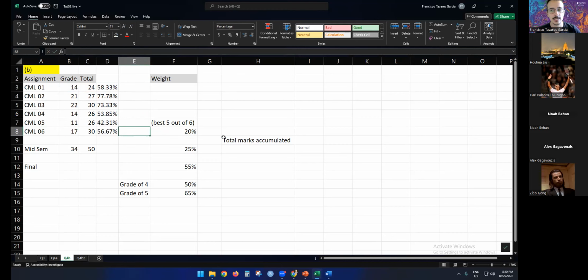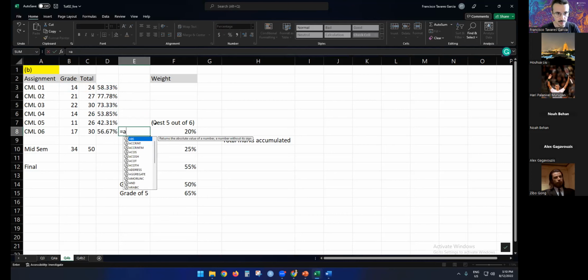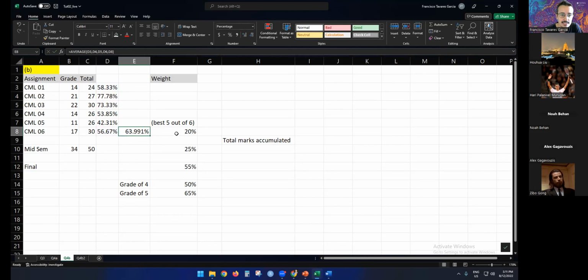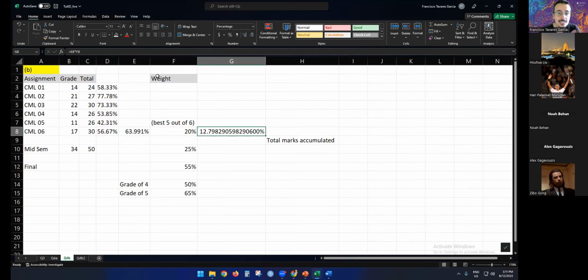So let's calculate the average. Look at what I'm going to do. Average. I'll open and select the 5 I want, all but the smallest one. So just 5 of them, enter, and we get 63.991%. And remember how we did the previous question? I multiplied how much we get by the weight to know how many points we already have. So this times this is the CMLs out of 100%.